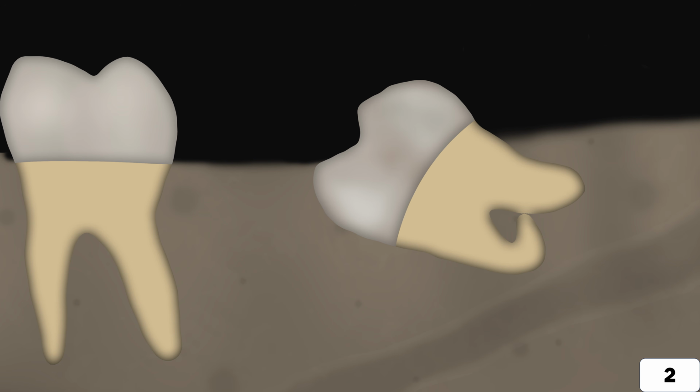So the other option is to extract the second molar and expect the third molar to move into the position of the second molar. Looking at the age of the patient, which is 38 years old, and looking at the root completion, the root is almost complete. So after completion of the root, we cannot expect a third molar to migrate to the position of the second molar and come into the occlusion, and it is almost horizontally impacted. So that treatment option is also not a viable treatment option.